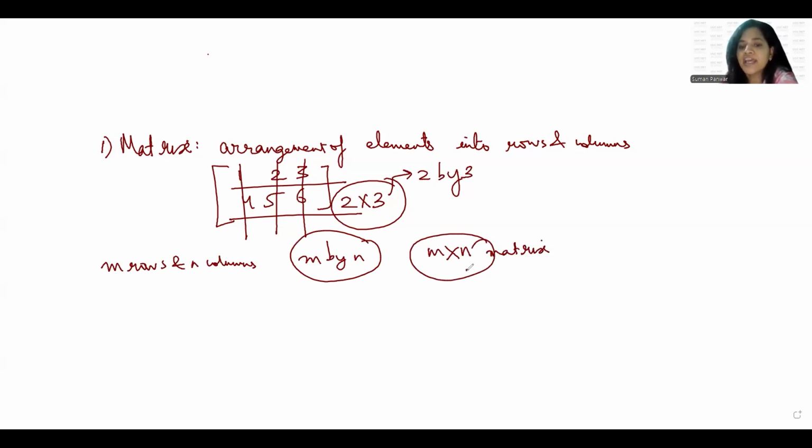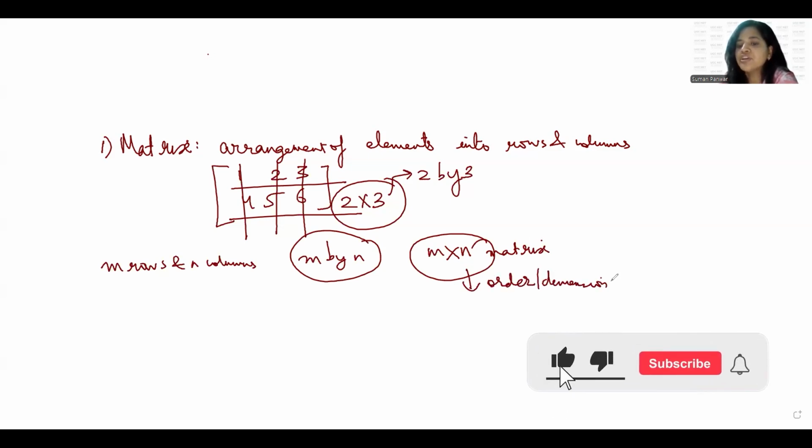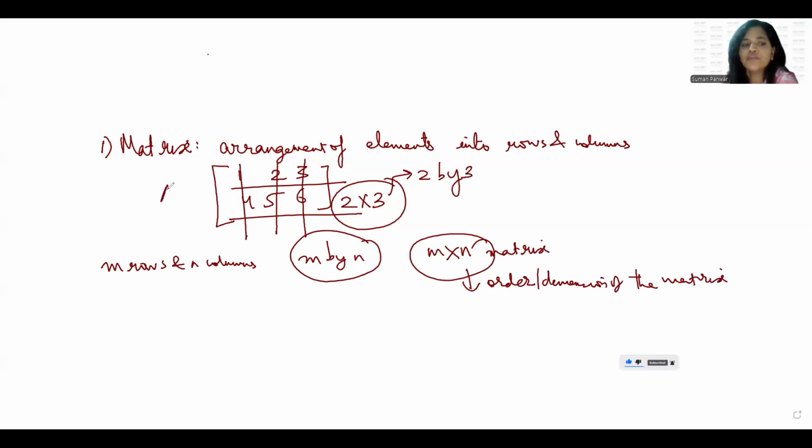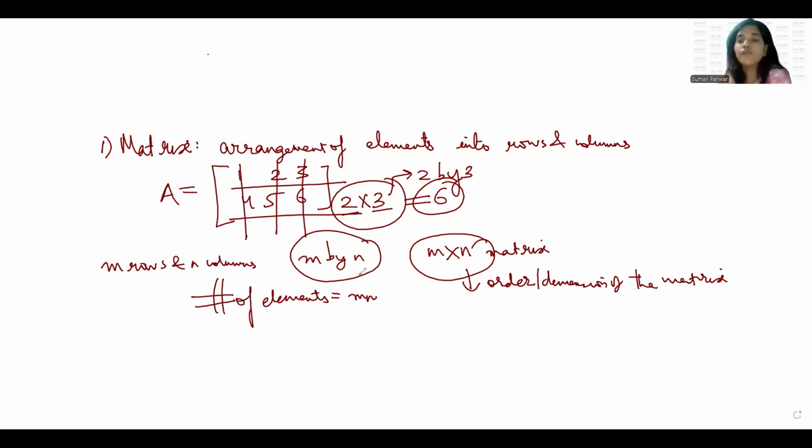Now this m cross n is called the order or dimension of the matrix. So what is the order of the given matrix A? The order of the given matrix A is 2 by 3. What is the dimension of the given matrix A? The dimension is 2 by 3. How many elements are there? 6. You multiply the number of rows by the number of columns. So the number of elements is equal to mn. This is the basic structure of a matrix.